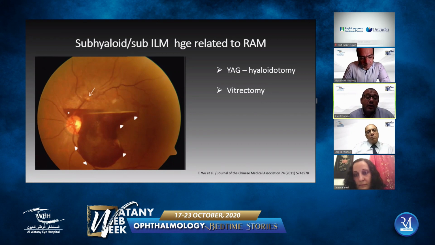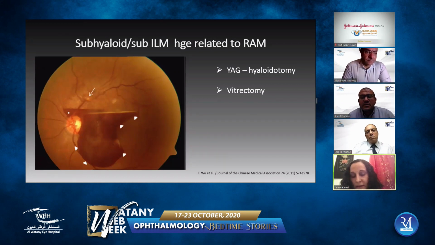Of course, one of the issues is that when this blood escapes into the vitreous, it may cause a vitreous hemorrhage that may cause floaters for the patient. But again, if it is a young patient, how old is this patient? Actually, this is a picture from literature. This is not a patient I came across. This is a picture I picked from literature.